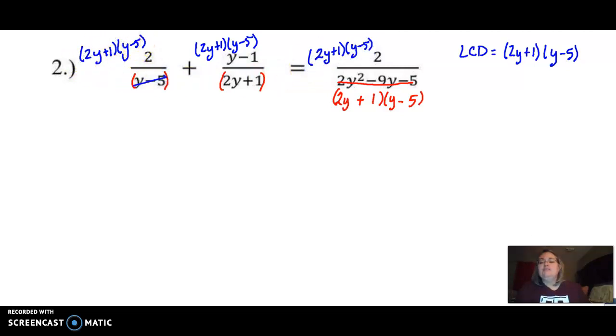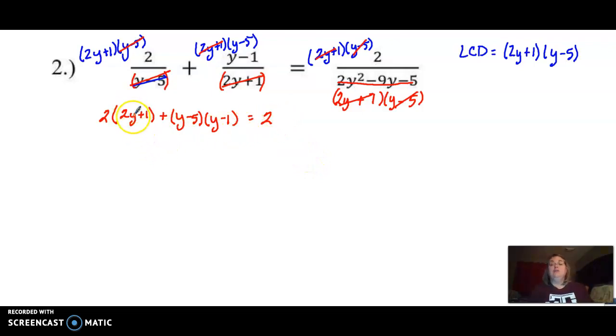Y minus 5's cancel. Whoops, sorry, forgot to change my pen color. Y minus 5's cancel. That leaves me with 2 times 2y plus 1. Here, my y plus 2's cancel. That leaves me with y minus 5 times y minus 1 equals, here everything cancels, and that leaves me with a 2.